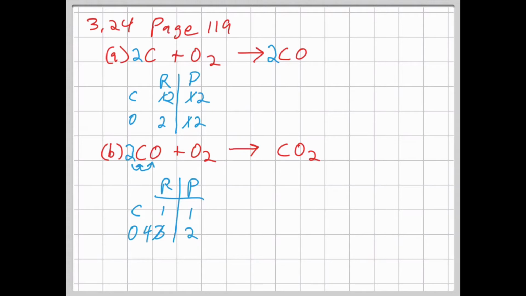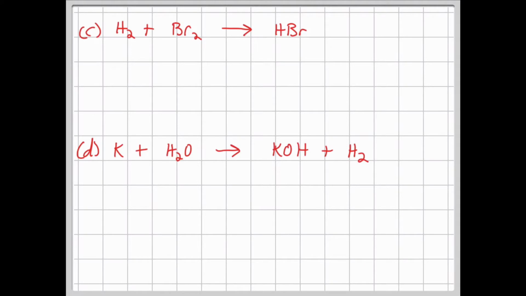To balance that on the right-hand side, we would need to put a coefficient of 2, which makes sense because we also changed our carbon to 2 when we put the coefficient on the left. And now we have the carbon with 2 there. 2 times 2 oxygens will give us 4 oxygens. So that one would be balanced like it is. Let me erase out this little part here. Okay, let's continue on and look at letter C.